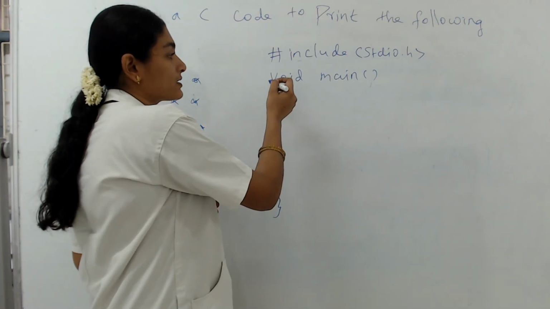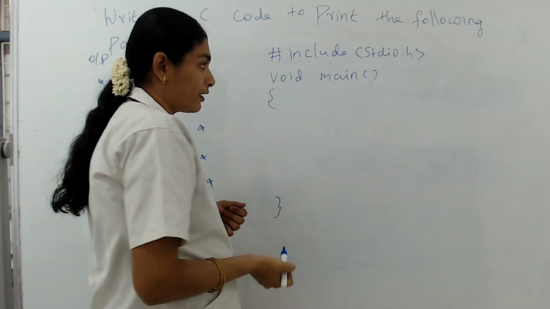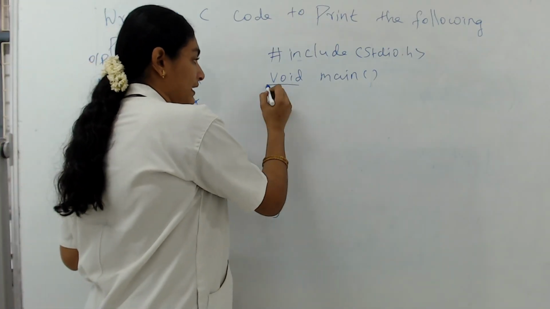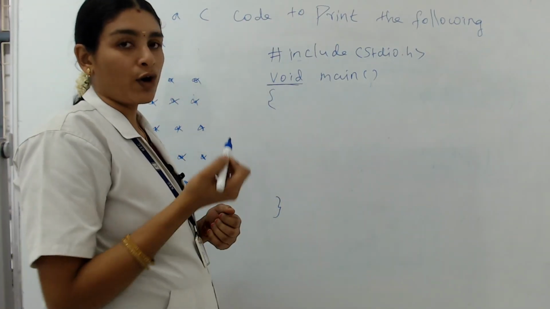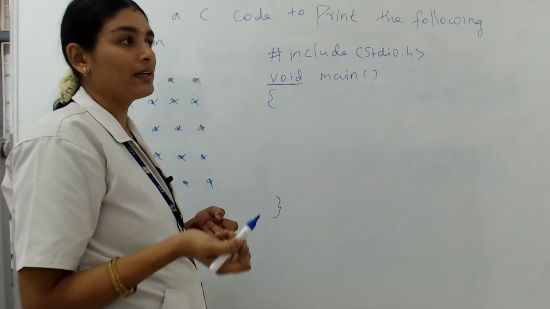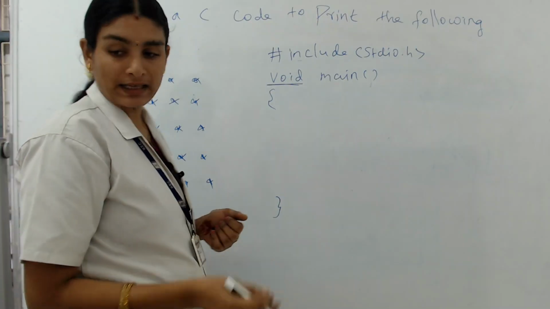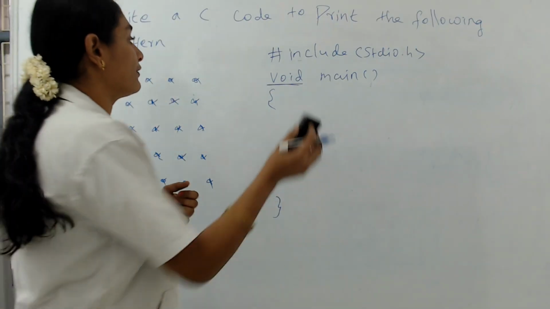Next step is the starting of the program, that is void main(). Main() is used to indicate the starting of the program. Void is the return data type. Void means nothing to be written, meaning that it will return 0 to our operating system. Okay. Next one is the syntax of scanf and printf functions.